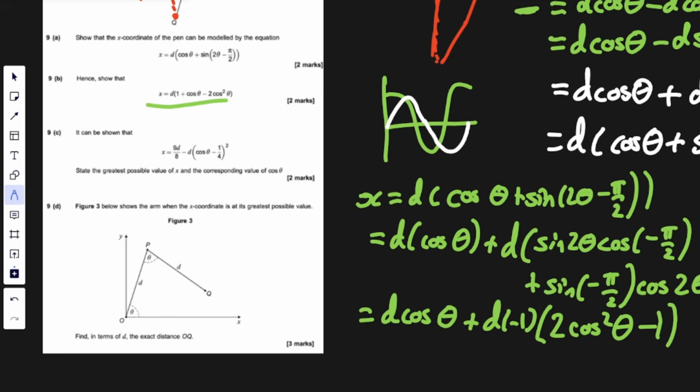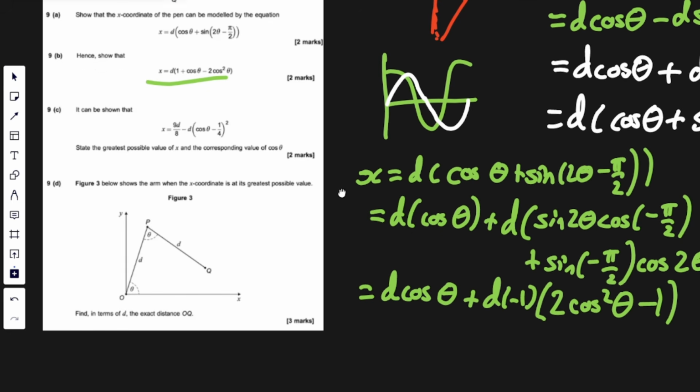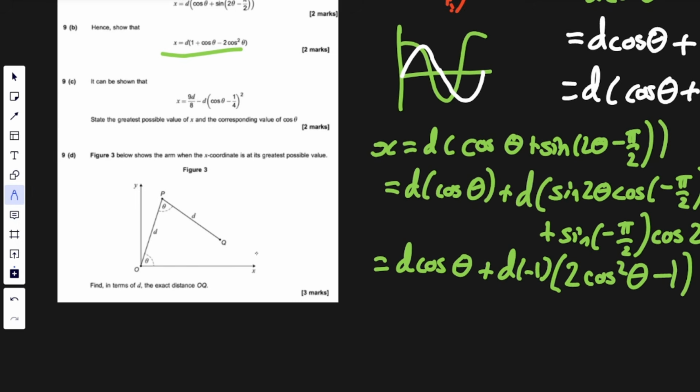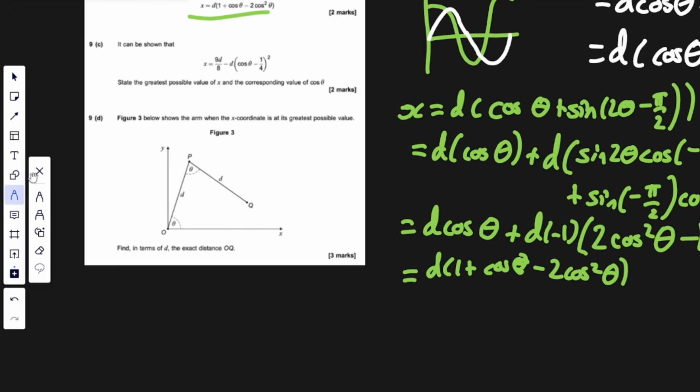Now at this point I kind of trust my maths here a little bit. I would now kind of assume that this is going to be exactly that. So this is equal to, well, yes, we have a single cos theta. We're going to have a positive 1 d, and we're going to have a negative 2 cos squared. So yes, that's going to be equal to d times 1 plus cos theta minus 2 cos squared theta. Now next, what they've done is they've completed the square on this all.